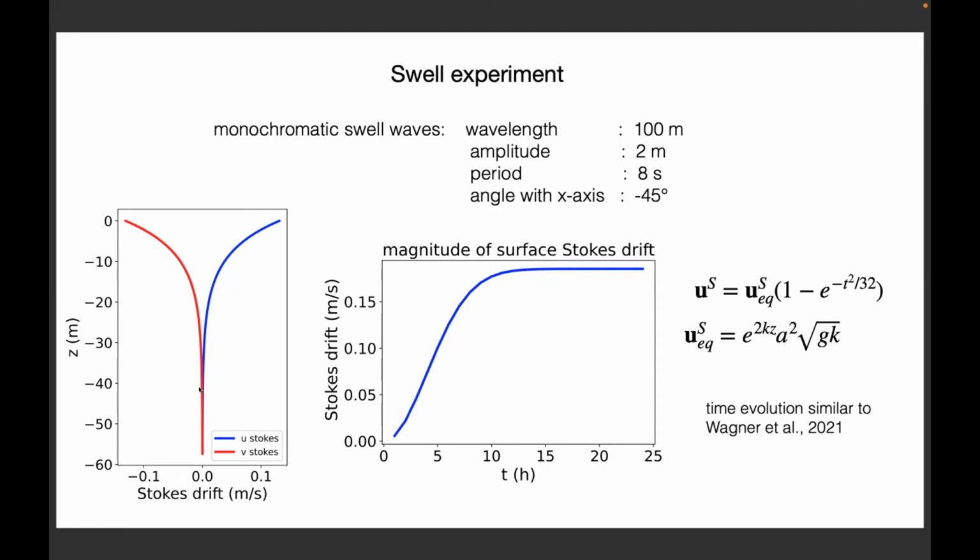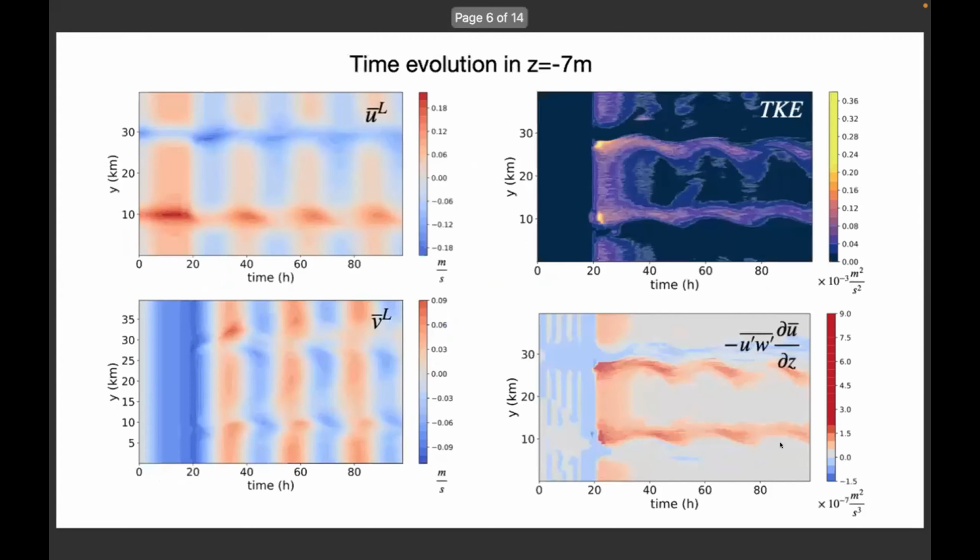We have no sudden appearance of the Stokes drift, which is often used, but here we have an exponential increase over the first 10 hours, which, of course, has an impact on the inertial oscillations. And we use the same exponential increase in the first hours as Wagner et al. 2021. So how does the result look?